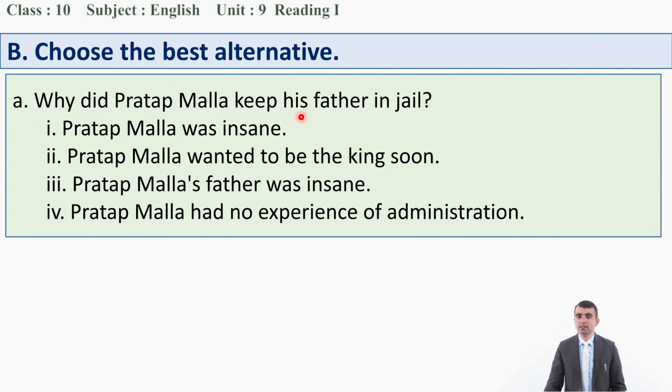Why did Pratap Malla keep his father in jail? Jail means prison. Well, now first, Pratap Malla was insane, mad. Next, Pratap Malla wanted to be the king soon. Third, Pratap Malla's father was insane. Fourth, Pratap Malla had no experience of administration. Why did he keep his father in jail? Which one of them is the correct answer?